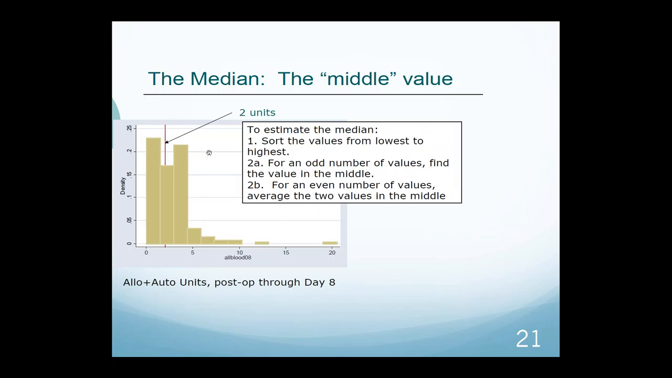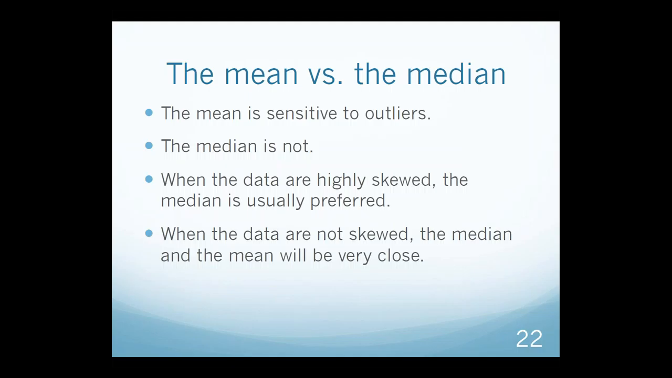But for each patient, there is one observation, right? For each patient, there is a number of units of blood. Right, number of units. You're lining up 1 unit, 2 units, 3 units, 5 units, 20 units. And then the one in the middle would be your median.